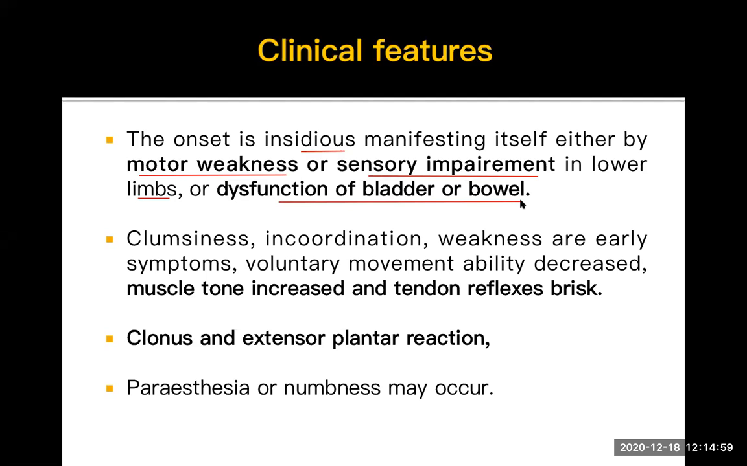Now, the patient may present with clumsiness, incoordination, and weakness. The voluntary movement ability is decreased, and muscle tones are increased, and deep tendon reflexes become brisk. So what type of neuronal weakness is this? Is this upper motor neuron problem or a lower motor neuron problem? Just share and tell me, what is this? Upper motor neuron. Exactly. These are upper motor neuron problem.